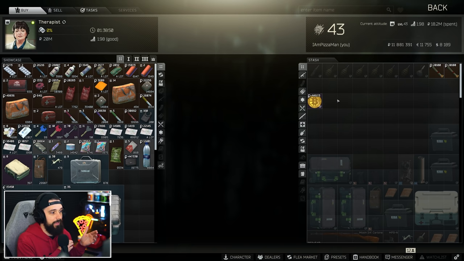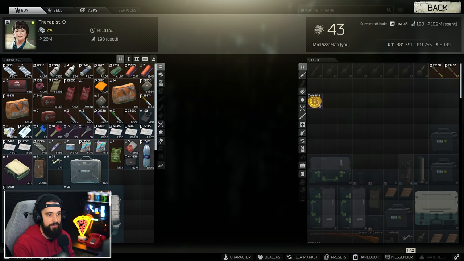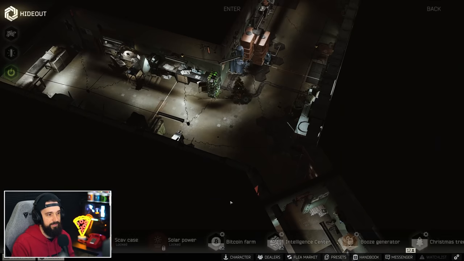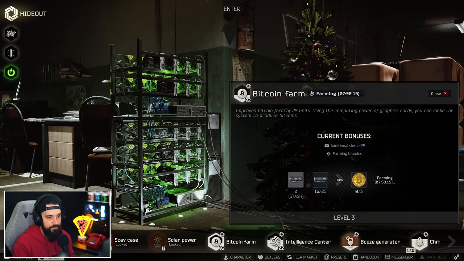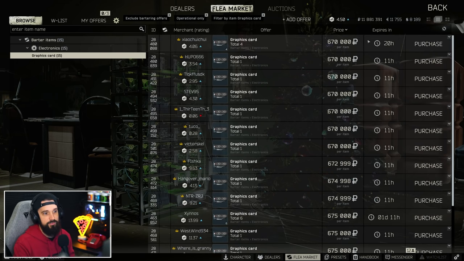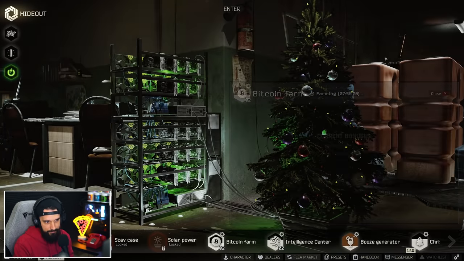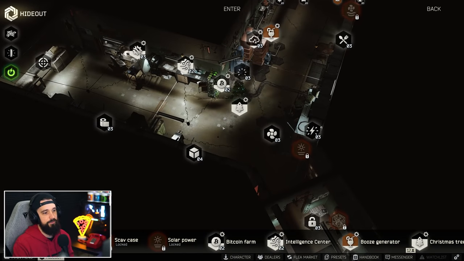Now, as a response to that, instead of adjusting the price of Bitcoin or limiting it, they've adjusted the Bitcoin farm and how fast the Bitcoin farm actually makes coins. So we'll get into that in a second here. Additionally, in response to that, the price of graphics cards has skyrocketed to almost 700,000 rubles on the flea market, whereas they would normally sit in the 300, 350,000 ruble range. So that's why everybody is kind of freaking out.